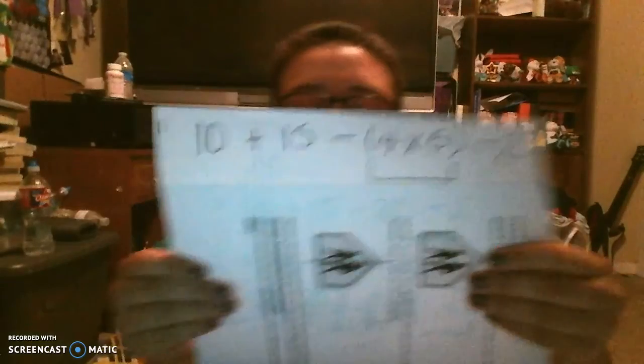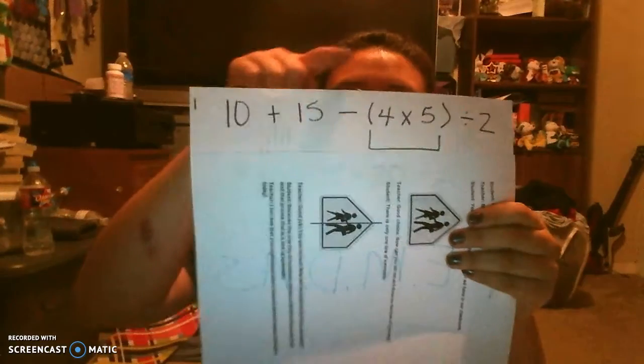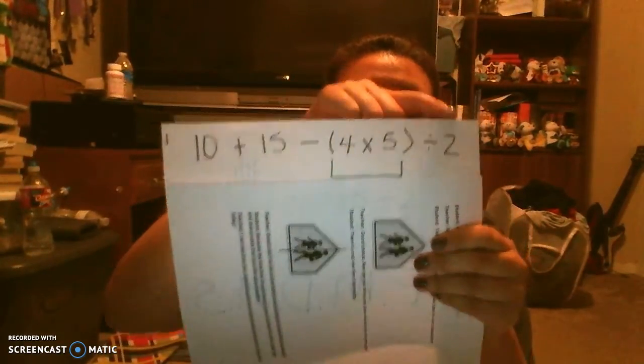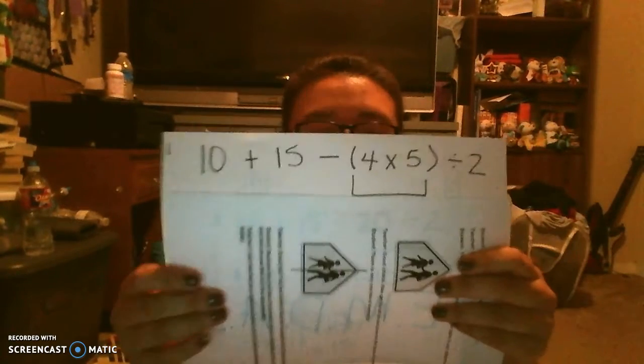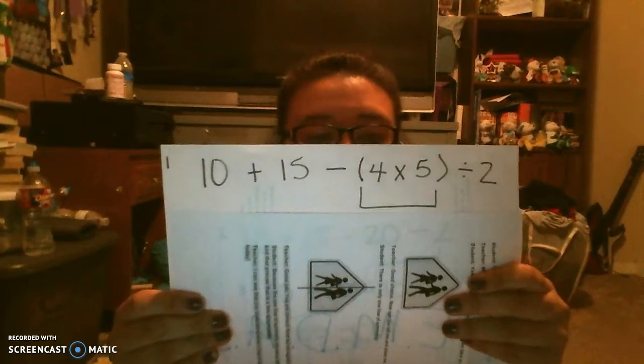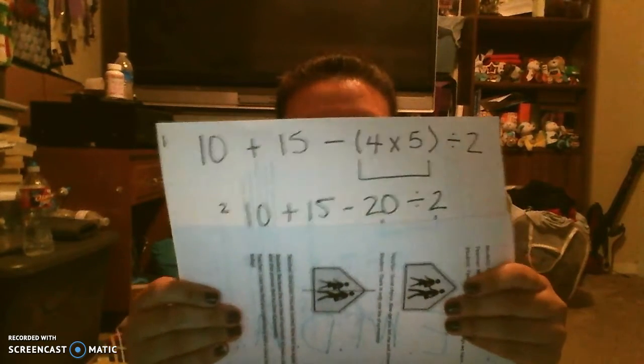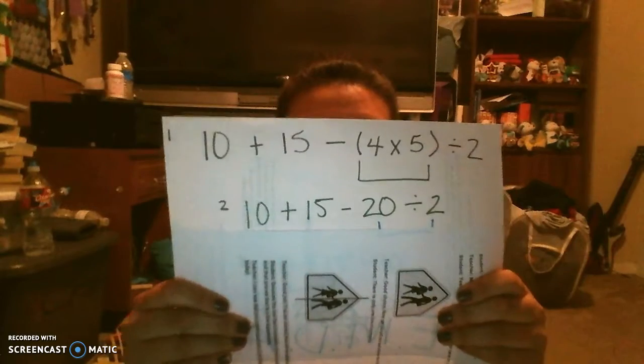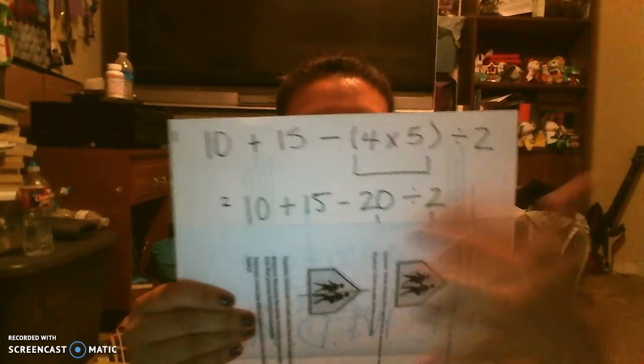So we're going to go over a problem. I have this problem right here: 10 plus 15 minus 4 times 5 divided by 2. So let's go through our checklist. Do I have any parentheses? Yes, I do. I have 4 times 5. What's 4 times 5, guys? Right, 20. So now my problem has changed. Now I have no longer the parentheses. I have the 20 here.